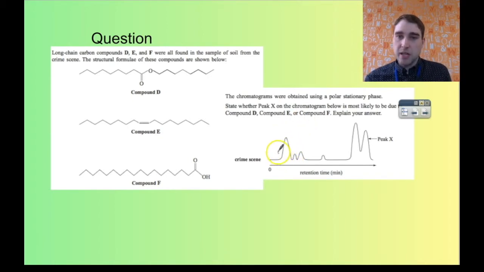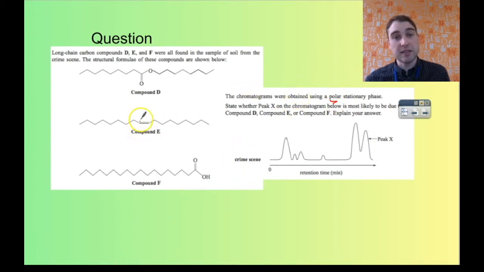If we look at the graph here, we can see our time is 0 here. As we go along, it's important that they told us it's a polar stationary phase. What that means is that if the substance has a long retention time, it's absorbed very strongly to the polar stationary phase. And that tells us that the substance itself is polar. So if we look at our 3 compounds here, we're going to look for the most polar compound, because that's giving us our last peak here. The last peak is very polar because it's absorbed most strongly to the polar stationary phase.